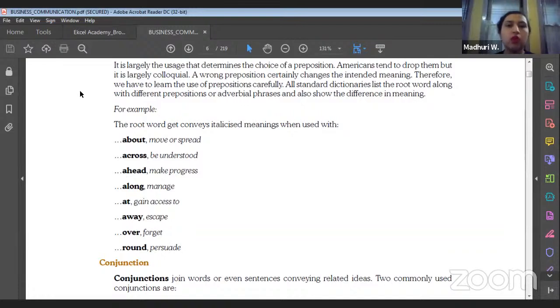Because if you use a wrong preposition in a situation, it would just modify the entire meaning. And the person that you're trying to communicate with may not understand exactly what it is that you're trying to convey. Okay, so one has to be very, very careful in terms of using prepositions.